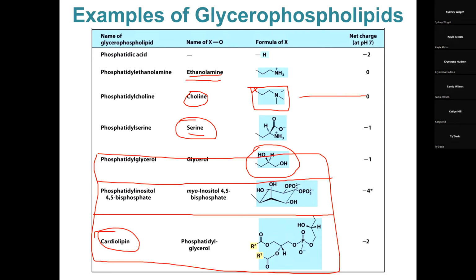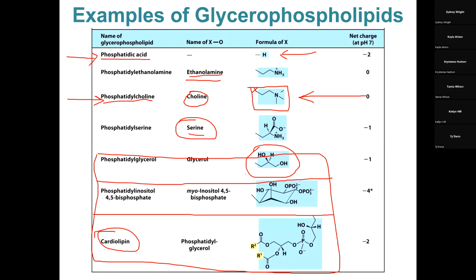Main one that I want you to, don't memorize all of these. I'm not going to test you on all of these. Main one I want you to know about is the choline, or I guess in the unmodified, where it's just an H. Phosphatidic acid and phosphatidylcholine. Those are the ones that I want you to learn and remember.